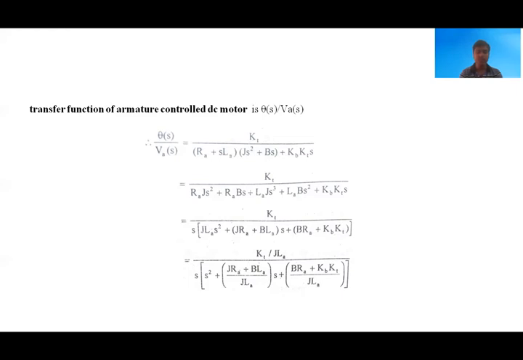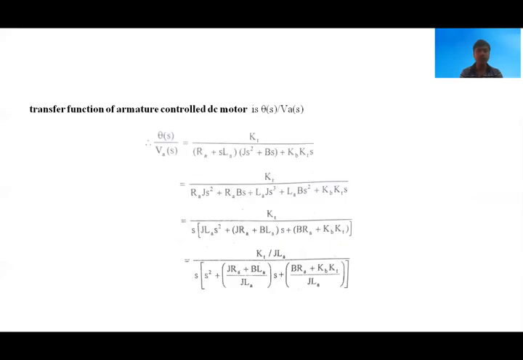Therefore theta of s by Va of s is equal to Kt by J La by s into s square plus J Ra plus B La by J La into s plus B Ra plus Kb Kt by J La. This is obtained by taking common J La from s square terms, because the first term coefficient must be equal to 1. So we have taken common that J La and taken it into the numerator.